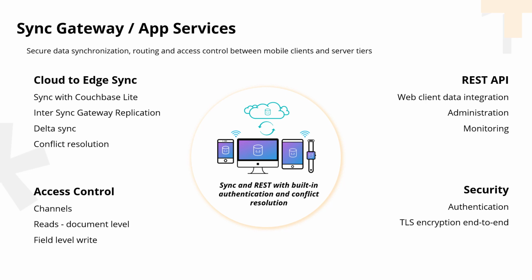First and foremost, Sync Gateway provides cloud-to-edge sync. This is the ability to synchronize data using a WebSockets-based protocol between Couchbase in the cloud and devices running Couchbase Lite, as well as between individual Sync Gateway deployments, including app services, the hosted and managed deployment of Sync Gateway on Couchbase Capella. Sync features include Delta Sync for bandwidth efficiency and automatic customizable conflict resolution, which is critical for large-scale multi-user applications. Sync Gateway also provides REST APIs that allow web clients to access sync data, as well as administrative APIs for working with deployment configurations and monitoring performance and event statistics.